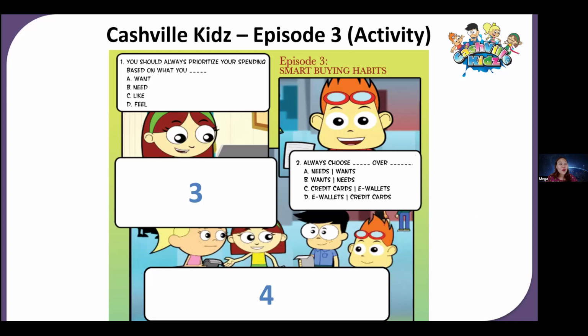By the way, for question number 2, the answer is always choose needs over wants. Okay, always choose needs over wants. So moving on to the third question.